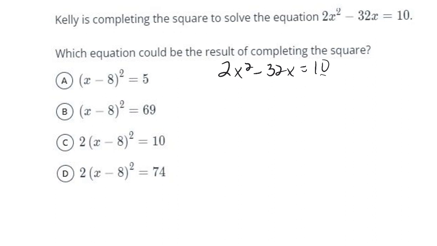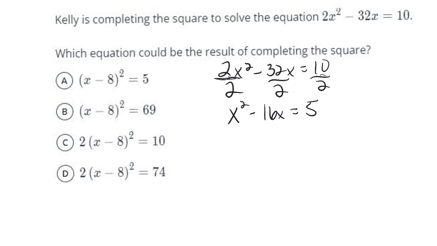So we divide the quadratic coefficient, which is a, by anything other than 1, because we want that quadratic coefficient to be 1. So we're going to divide everything by 2, and we're left with x squared minus 16x equals 5.